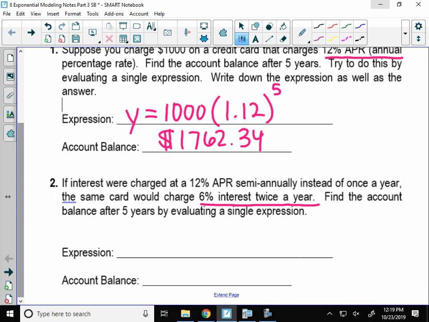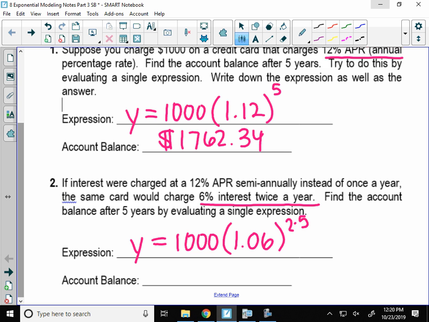So let's figure out now, if they charge you interest twice for 6%, how much would you owe? So it sets up the same way. We start with $1,000. What value is going to go in my parentheses this time? 1.06. Now this time I'm charging 6% interest twice a year. Now my exponent's going to be a little different because I'm charging it for 5 years, but am I only taking interest 5 times? How many total times am I taking interest? 10, which is 2 times 5. You can put 10 there, but it's 2 times 5, right? So 2 times a year for 5 years. Type that into your calculator.